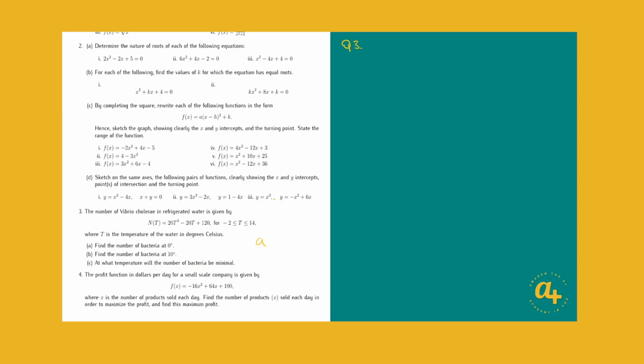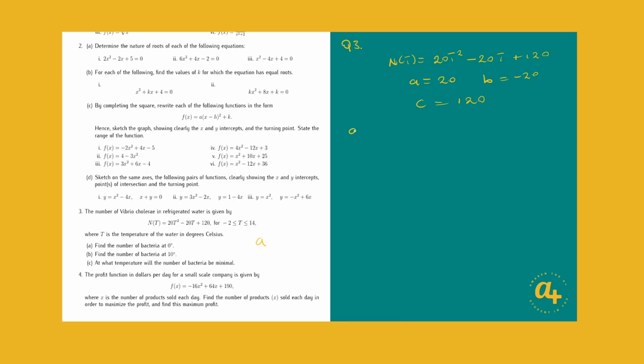So let's start answering our question. We're going to start by writing down our quadratic function, which is n of t equals 20t squared minus 20t plus 120, and we can see what our domain here is. From this quadratic function, we can see that our a here is 20, our b is negative 20, and our c, which is our constant, is 120. So we have our a, our b, and our c.